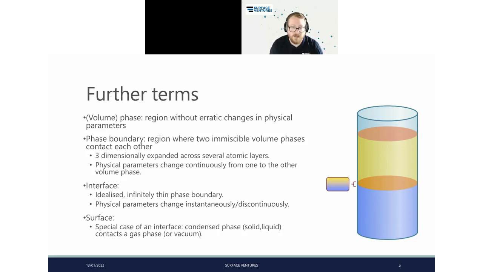Basically a condensed phase, typically either a solid or liquid, contacting a gas phase or an absence of gas, that being a vacuum.